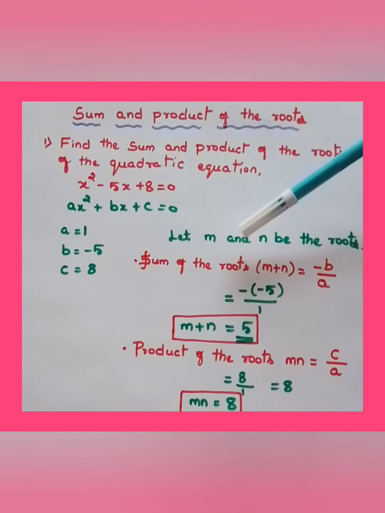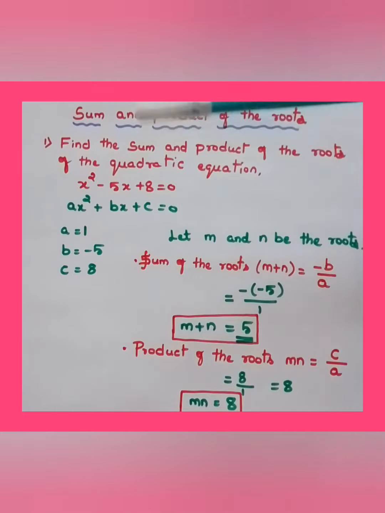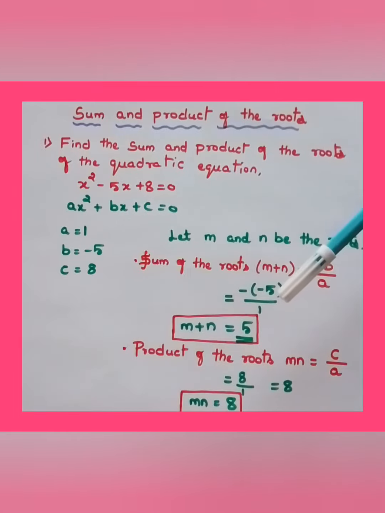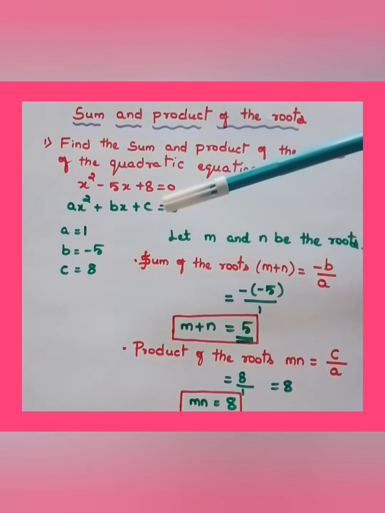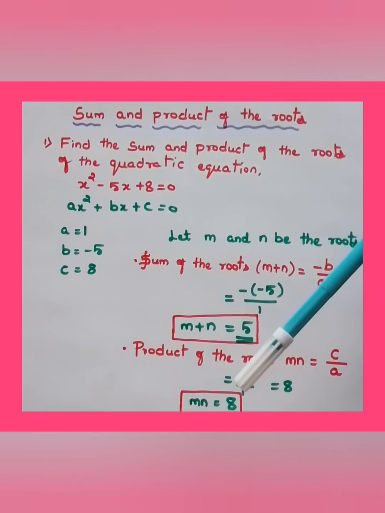The sum of the roots, m plus n, is equal to minus b by a. This is the formula. So minus of b value, which is minus 5, divided by a value 1. Minus into minus is plus. Hence we get m plus n is equal to 5. This is the answer for the sum of the roots. For the product of the roots, m into n is c by a. c value is 8 and a value is 1, so 8 by 1 is 8. So m into n is equal to 8. Easy, right?